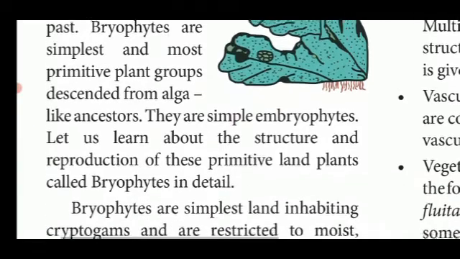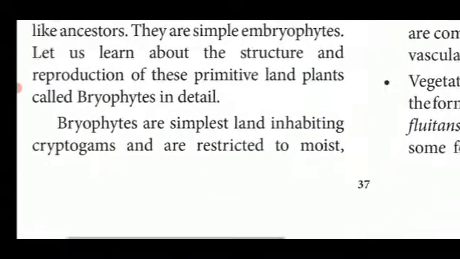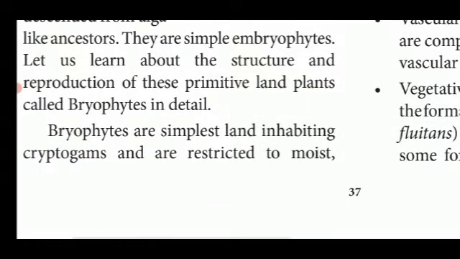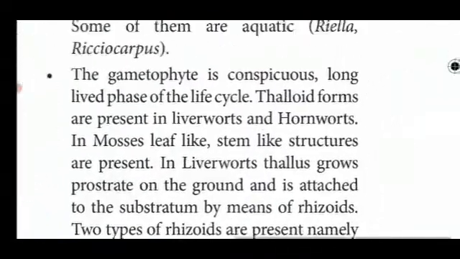In this lesson, you are going to learn in detail about the structure, thallus organization and reproduction of the bryophytes. The bryophytes are the simplest land-inhabiting plants. They grow well on land. They are cryptogams. Cryptogams means non-flowering plants, and they are restricted to moist places. Though they live on land, they need moist water for their reproduction and also for development.